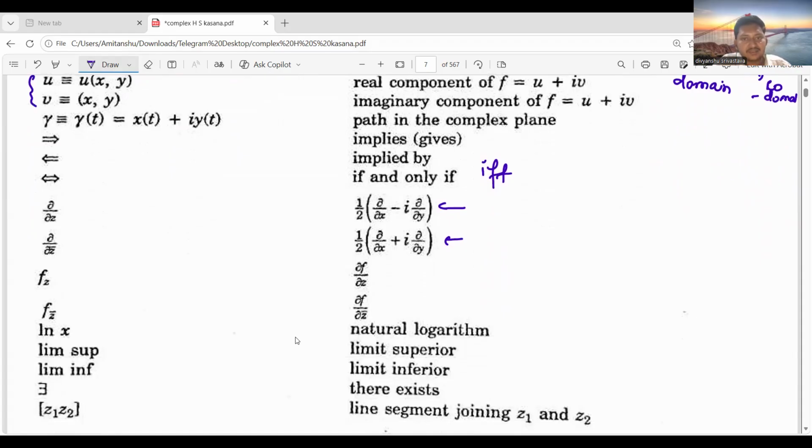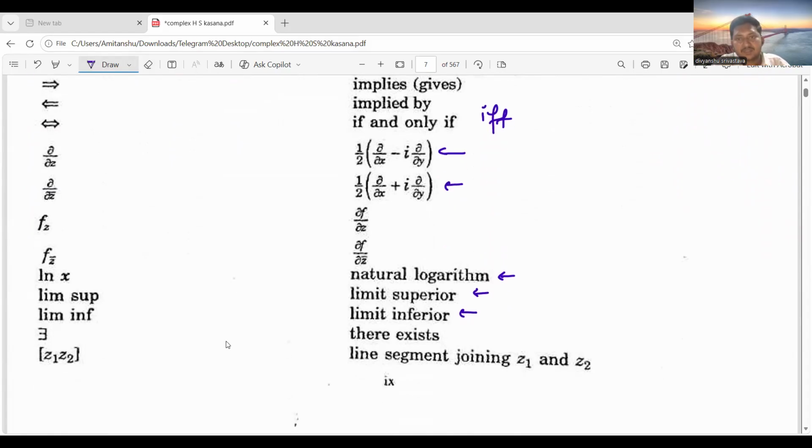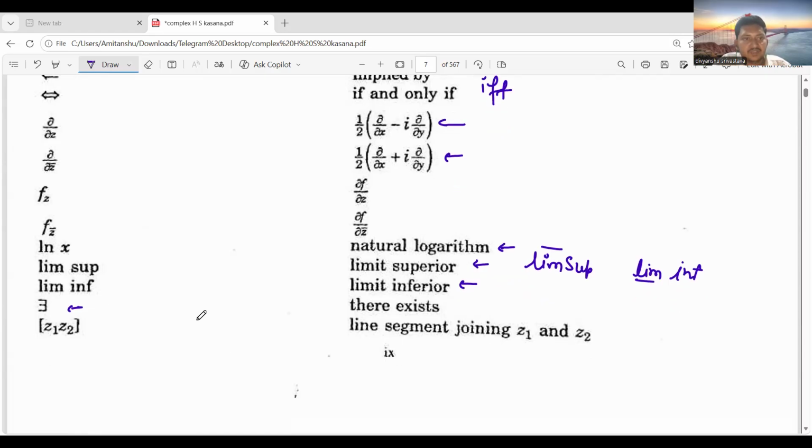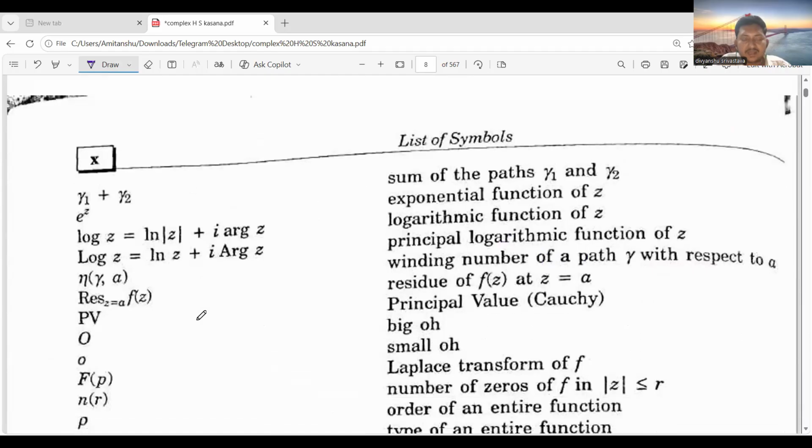Here is ln x, that is natural logarithm, and lim sup, lim inf. Okay. Means limit superior and limit inferior. Okay, these are the two symbols basically used in concepts related to limit superior and limit inferior. This is the symbol of there exists, and here is your line segment joining Z1 and Z2. So these are the basic things, I think.